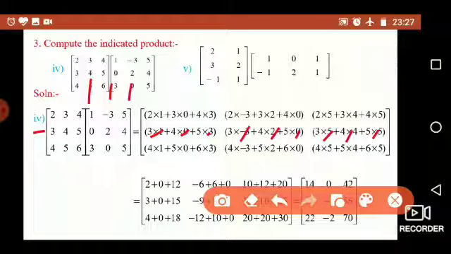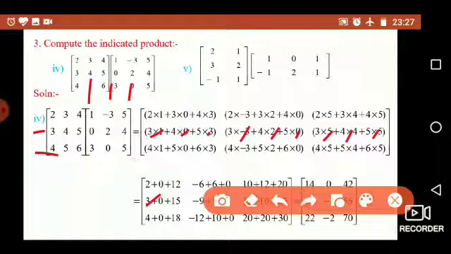Therefore, the elements in the second row are 3 plus 0 plus 15, that gives 18, and the next element gives minus 1. And the last element of the second row is 56. Likewise, we can multiply the last row with the first column, second column and third column elements.